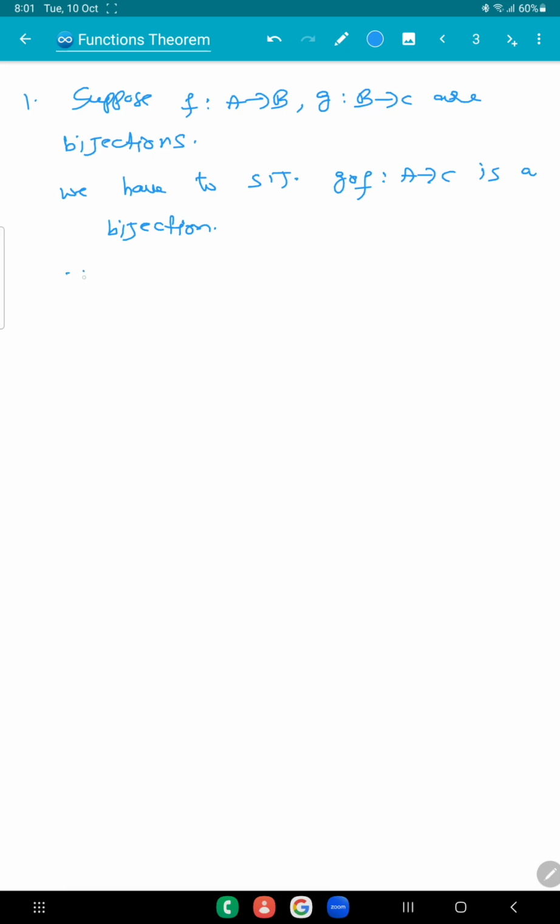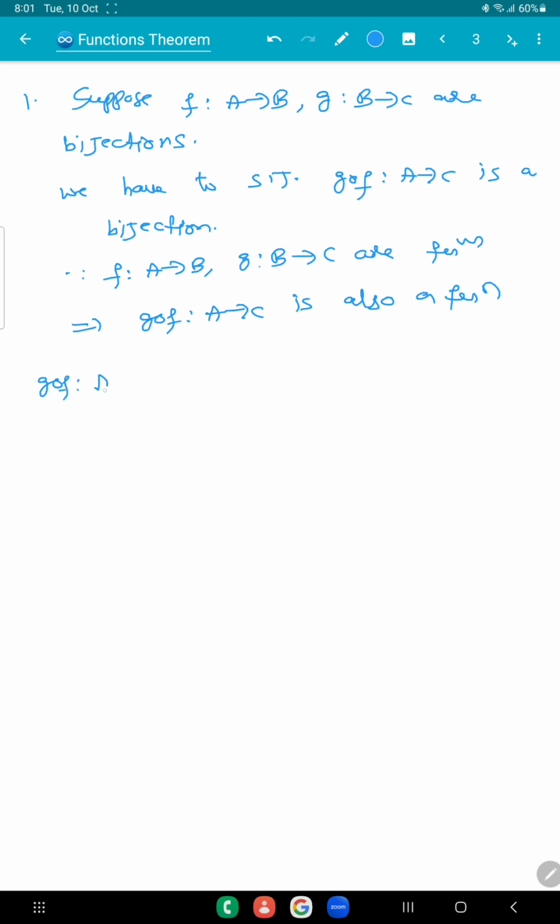Okay. Since f from A to B, g from B to C are functions, I am not considering the bijections, our functions imply that g circle f from A to C is also a function. So to prove that g circle f is bijective, first we need to prove that g circle f is injective or 1 1. To prove a function is 1 1, first we have to take two elements in the domain and take their images are equal.